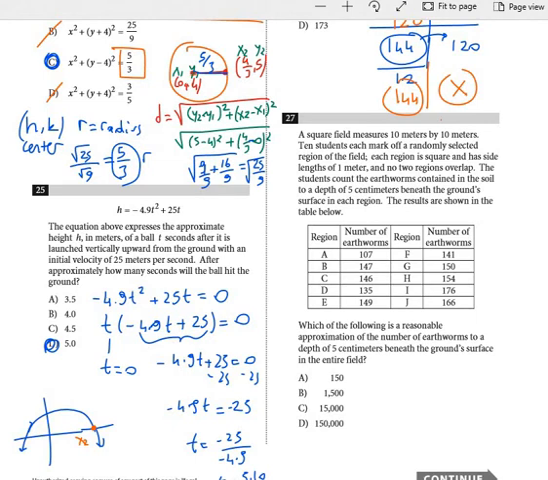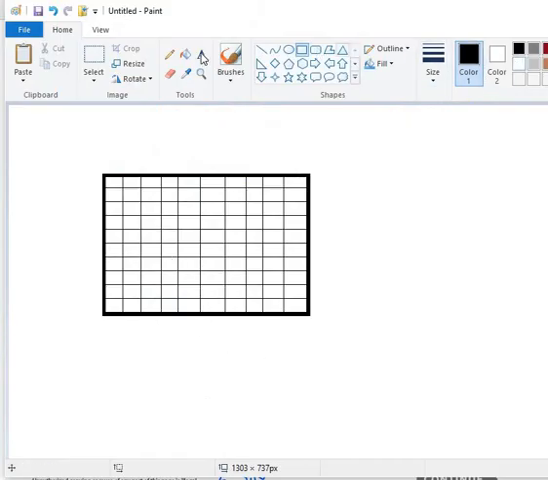So let's try to understand this question. Let me simulate the question here. So in the question, we have an area, and this area is 10 meter by 10 meter. And it is sliced into 100 regions, and each region is 1 by 1 meter. And out of these 100 regions, 10 regions are randomly selected.